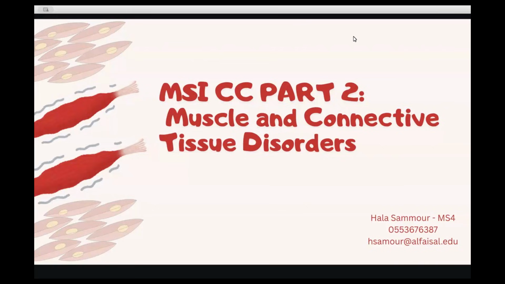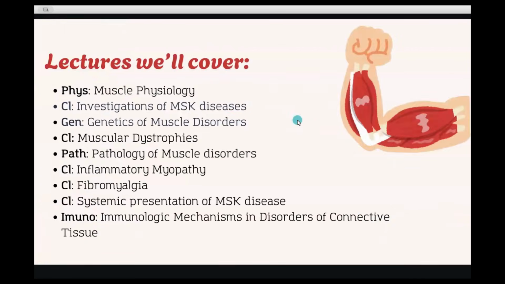course. We'll be talking about muscle and connective tissue disorders. So, this crash course is going to cover 9 lectures in total. We'll be talking about muscle physiology, clinical investigations of MSK diseases, genetics of muscle disorders, muscular dystrophies, path of muscle disorders, inflammatory myopathy, fibromyalgia, systemic presentation of MSK diseases, and finally, we'll cover your first immunolecture.